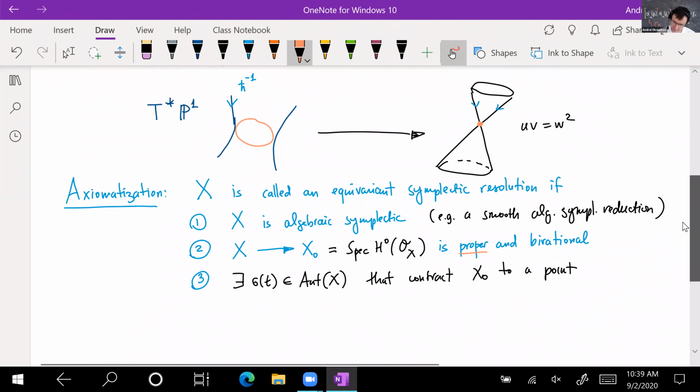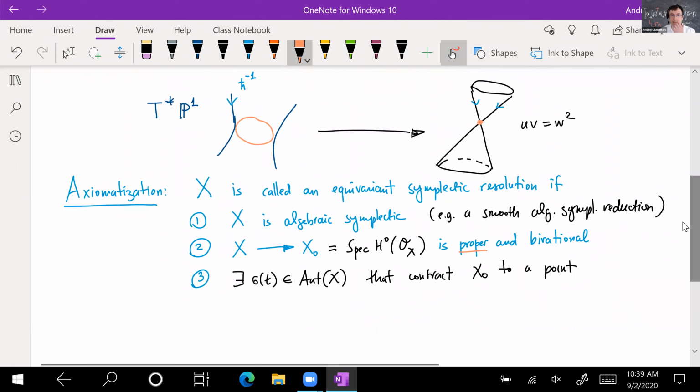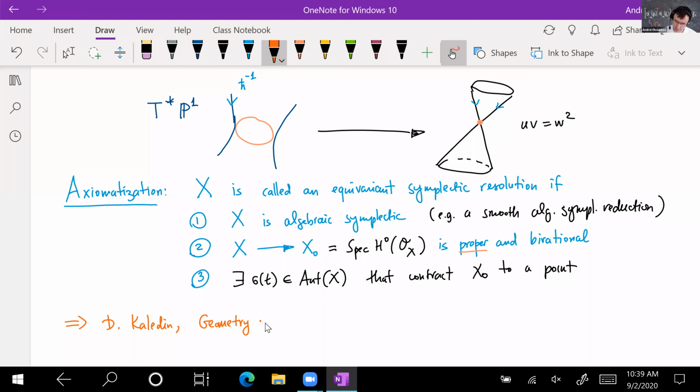I don't want to discuss the general theory of this, but I very much recommend reading it. An excellent reference for this is a paper by Tim Kaledin called Geometry and Topology of Symplectic Resolutions. You can read it.